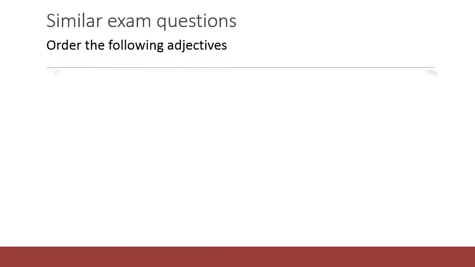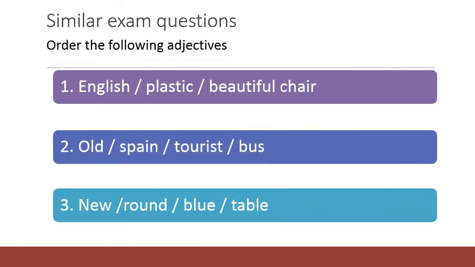Next question. Order the following adjectives. Okay, so now you have to identify the adjectives and the noun. So in sentence number 1, the noun is chair. In sentence number 2, the noun is vase. And in sentence number 3, the noun is stable. So you have to order the adjectives before the noun. Here you can stop the video, check your notes about what is the appropriate order for adjectives, do the exercise, and then check the solution.